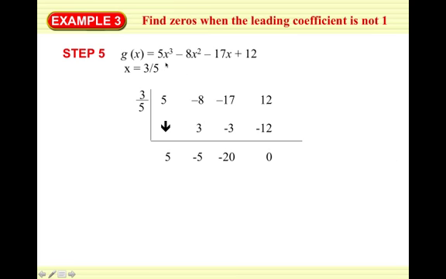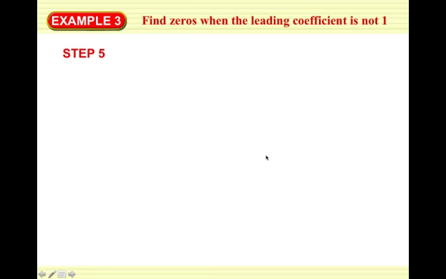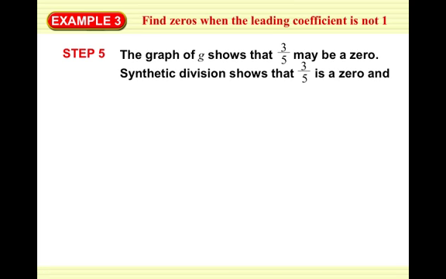So we use our g of x, our quotient polynomial, and we bring down the 5. 3/5 times 5 is 3, plus negative 8 is negative 5, times 3/5 is negative 3. Plus negative 17 is negative 20, times 3/5 is negative 12, plus 12 is 0. So the graph of g shows that 3/5 may be a zero. Synthetic division shows that 3/5 is a zero. And so g of x is equal to x minus 3/5 times 5x squared minus 5x minus 20.